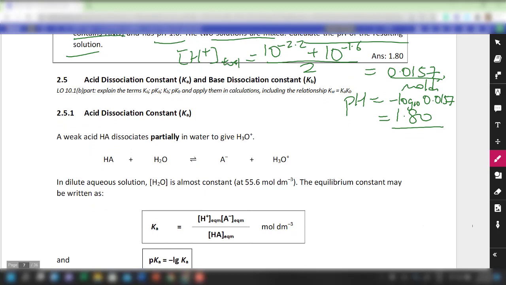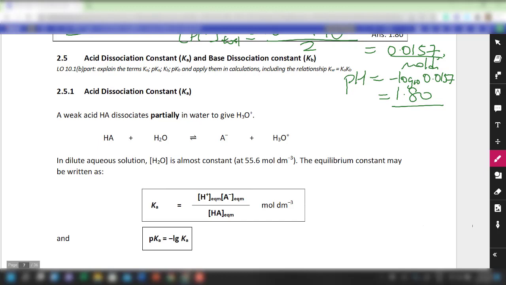So I hope you find the calculation not as tough as you think, but of course we haven't gone into calculating weak acids. Okay, so for 2.5, we are just going to get to the meat of the chapter. We are going to define two variables: acid dissociation constant Ka and base dissociation constant Kb.